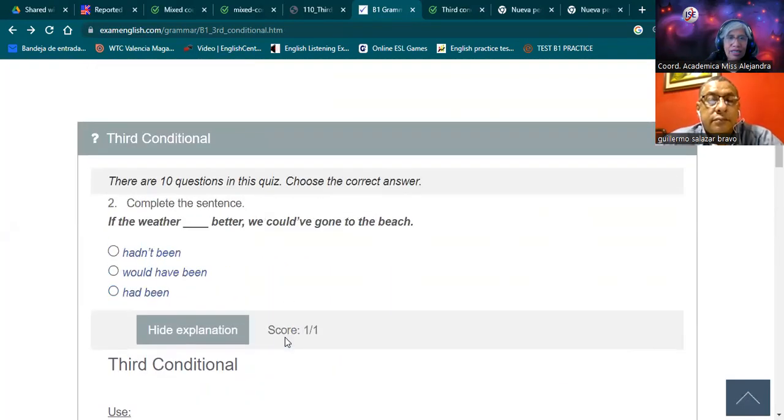Next. If the weather had been better, we could have gone to the beach. Had been. Correct.